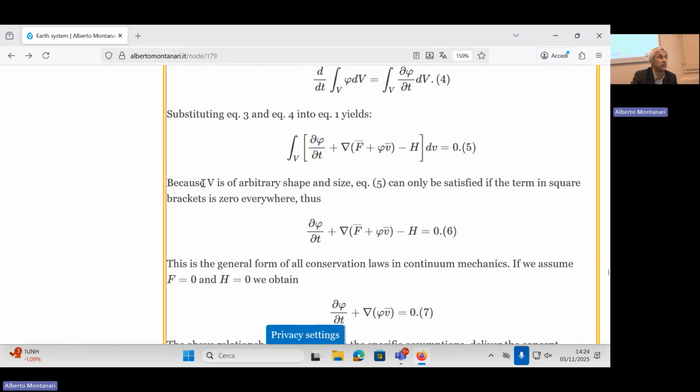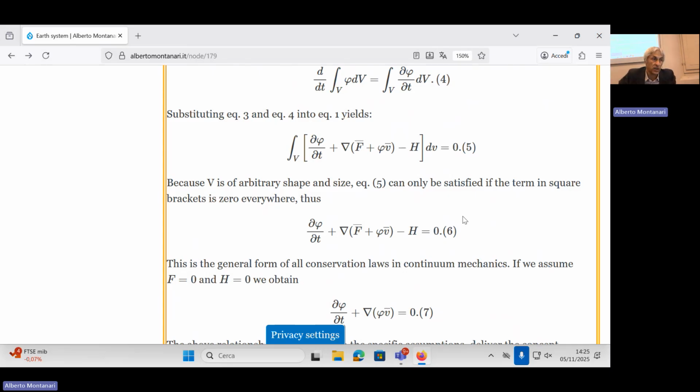Now, given that capital V is of arbitrary shape and size, this condition here can be satisfied only if the term in square brackets is 0 everywhere, and therefore we get this relationship, which is the general form of the conservation laws in continuum mechanics.